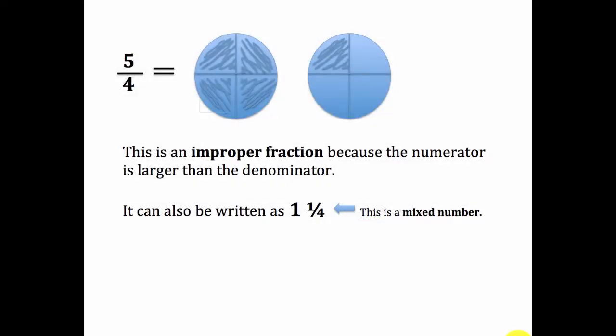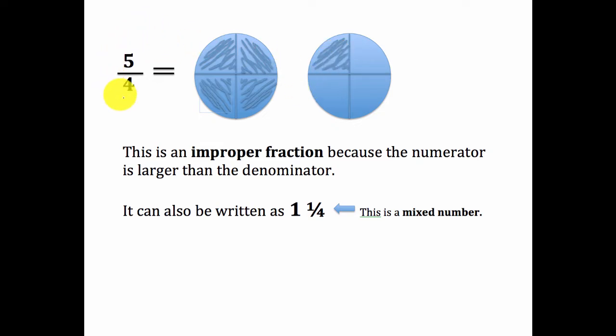So here we have an improper fraction. We have 5/4, and it's represented by these two circles here. Each circle is split up into fourths, or 4 equal sections. Here we have 1/4. So if this is 1/4, we just need to count each one. 1/4, 2/4, 3/4, 4/4, and we need another circle for that 5th fourth, or that 5th quarter.